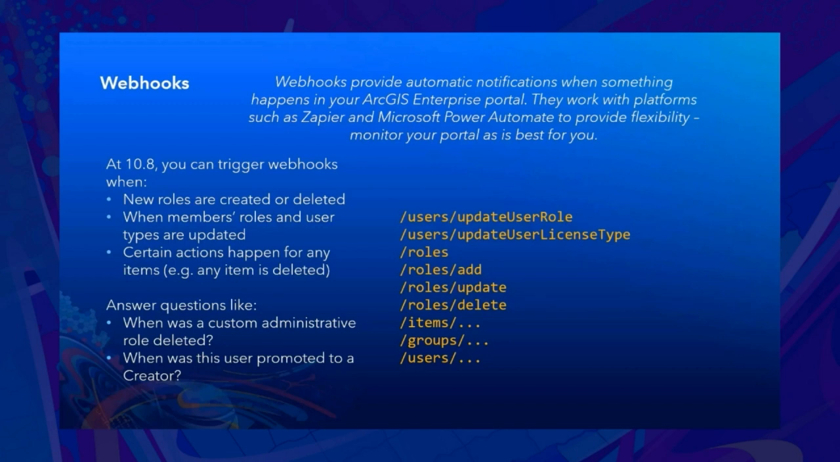Webhooks were introduced with Enterprise 10.7, but with new releases come new options. At 10.8, we added the ability to be notified when new roles are created or deleted, when members' roles and user types are changed, when an item is deleted, and more. And we're still expanding on the webhook options available.